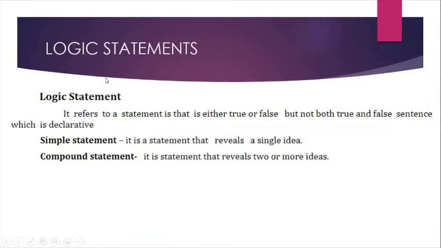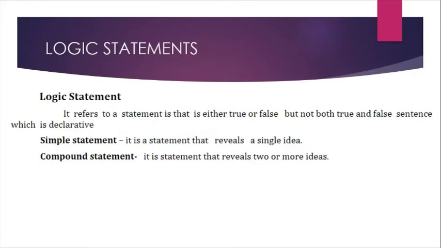So what is a logic statement? It refers to a statement that is either true or false, but not both true and false, a sentence which is declarative. So the logic statement is in declarative form and can be identified or classified as true or false. For example, the sun is the center of the universe. So that is a statement. You can classify it, identify it as true or false. Again, it couldn't be both true and false.